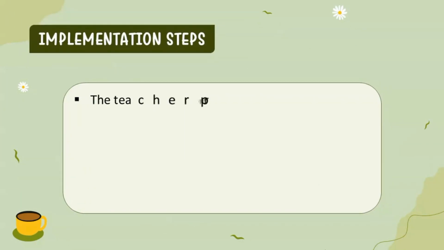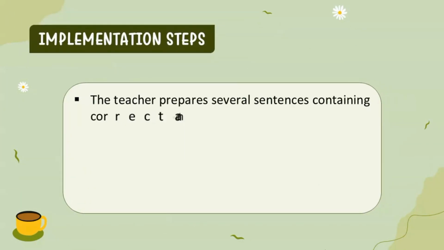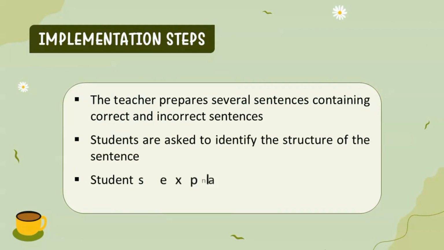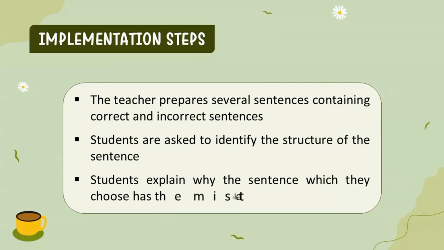The implementation steps. The teachers prepare several sentences containing correct and incorrect sentences. Then students are asked to identify the structure of the sentence. Then students explain why the sentence which they choose has the mistake.